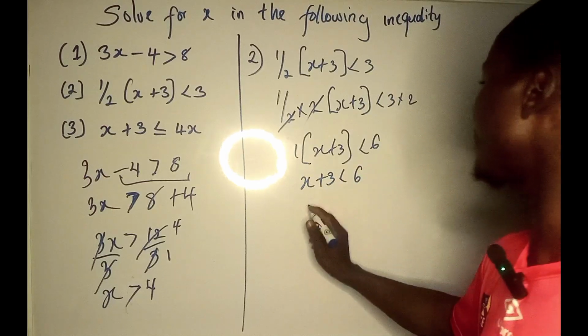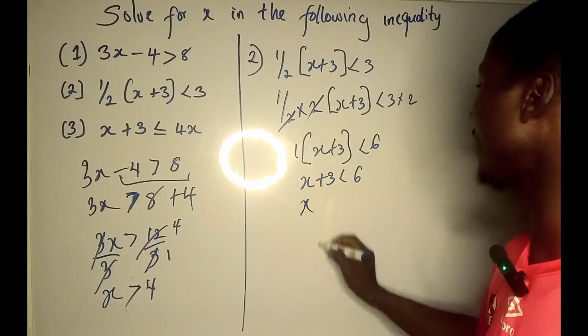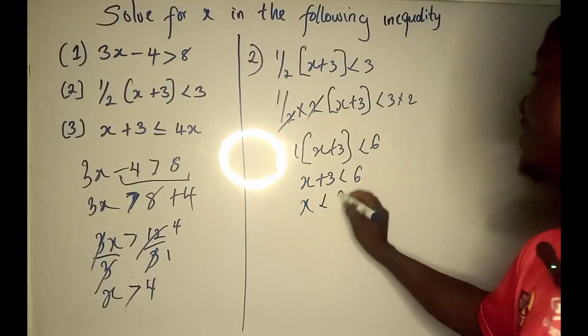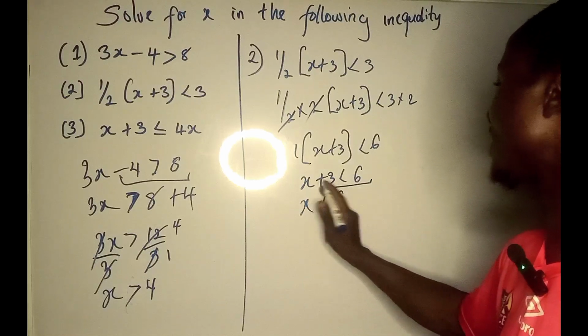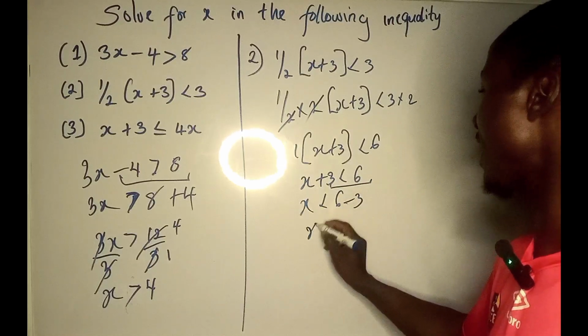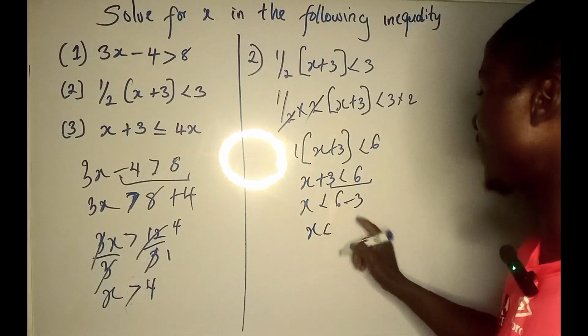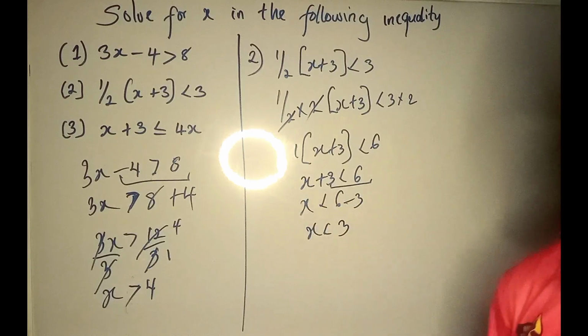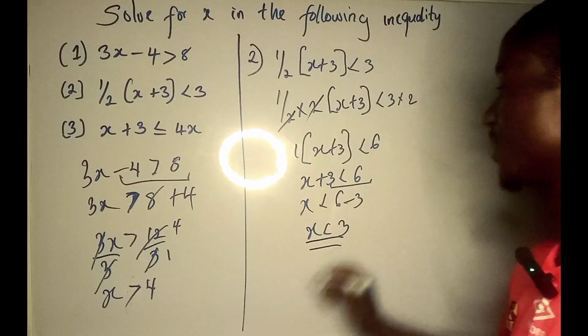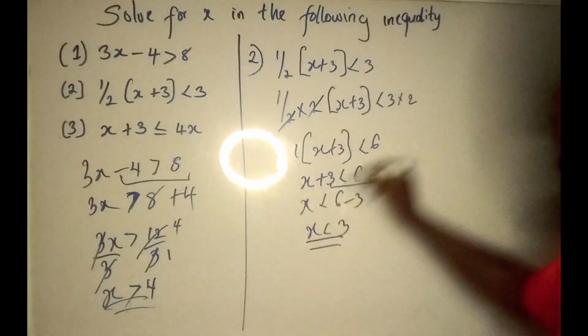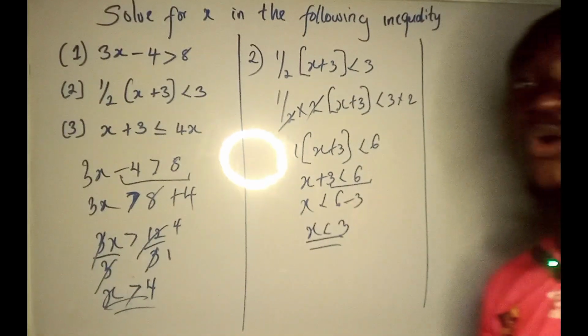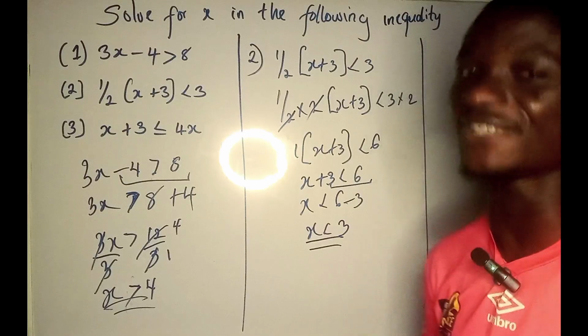So we have x, we have to collect like terms. x is less than 6. When this 3 comes here, the sign becomes negative 3. So x is now less than 6 minus 3, that gives us 3. So that is the answer for this. So let us move to the third one. This third one, you can pause and solve it yourself before watching this video.